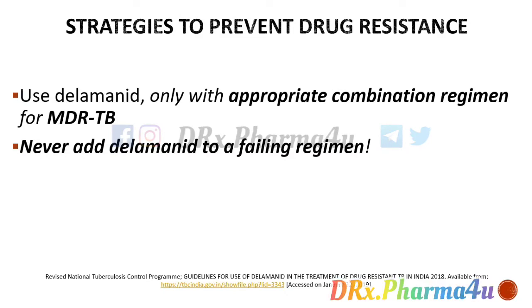Failing regimen means, for example, you are using isoniazid or rifampin in tuberculosis and both of them are resistant. In that condition, if you add DELAMANID to the therapy, and isoniazid is also going on at the same time, then DELAMANID may also get resistant or it may become ineffective. So never add DELAMANID to a failing regimen. DELAMANID should always be used in combination with those anti-tubercular agents which are actually effective against Mycobacterium tuberculosis.